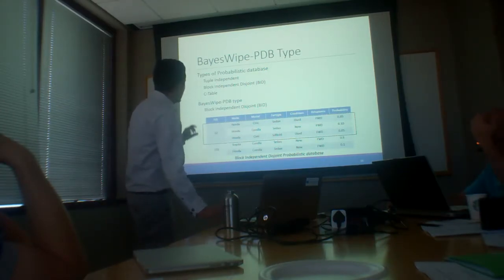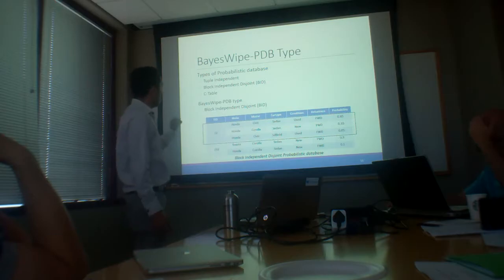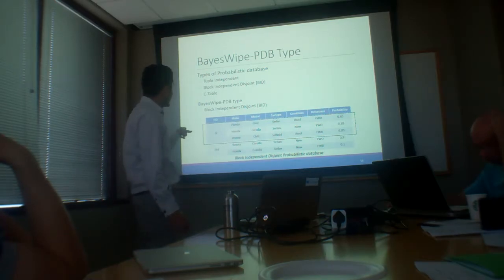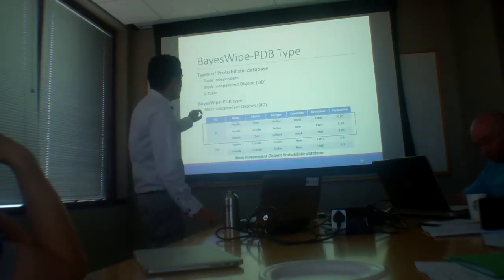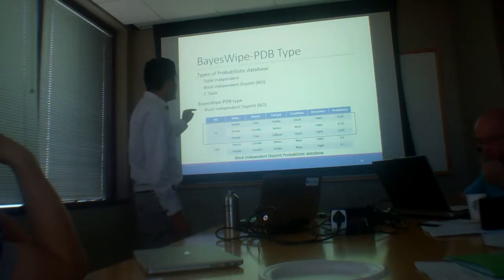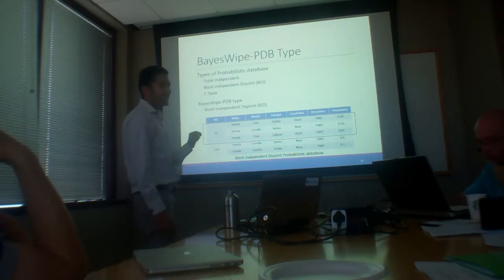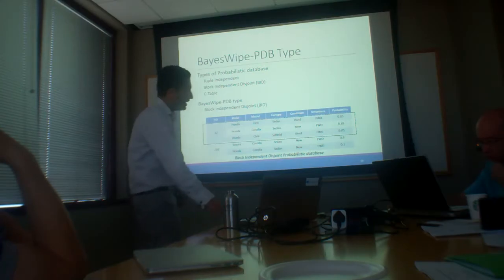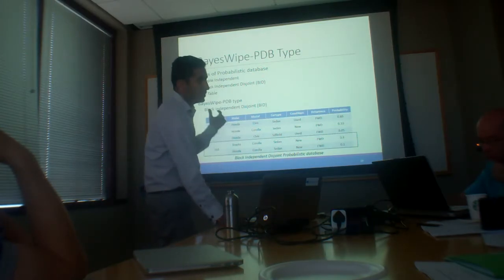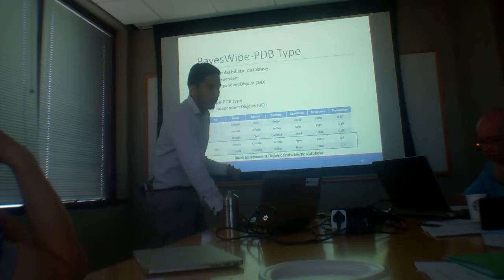Here we have two blocks. The first block has the tuple ID 12 and the other block has the tuple ID 210. Every tuple in the first block is mutually exclusive from each other, but they are independent from the tuples present in the other block.